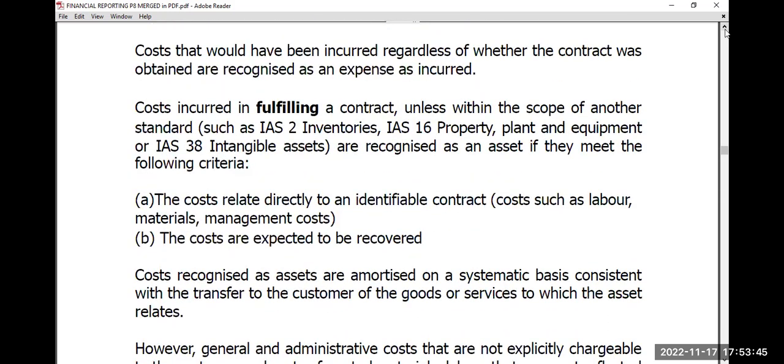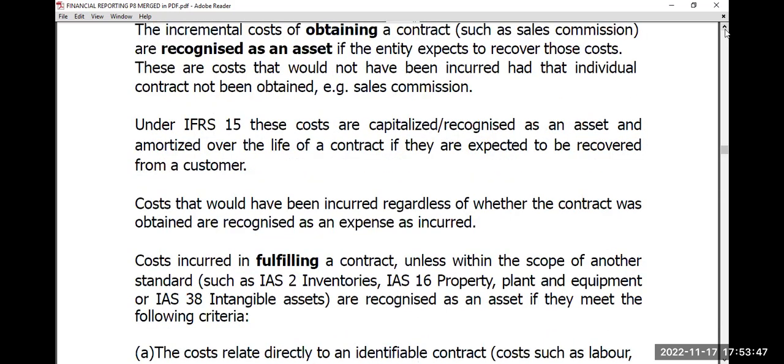So what you should understand is that the costs that are directly attributed to the contract, and are going to be recovered, are supposed to be capitalized. The rest are supposed to be expensed, so long as they are related to the contract and are not among the category that is going to be capitalized. That's basically what we can see.